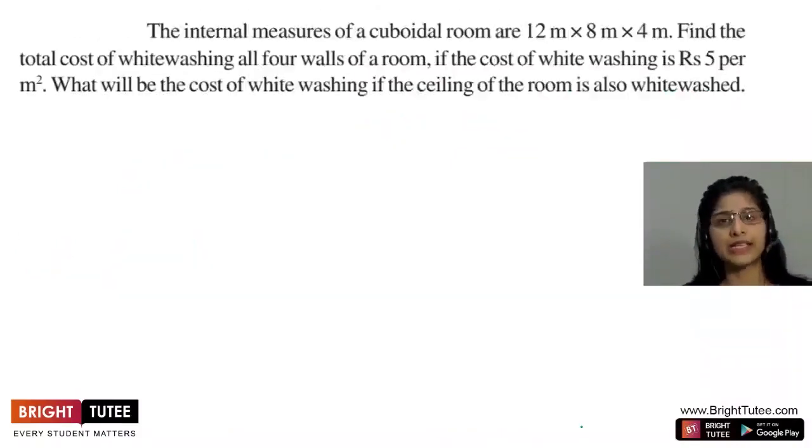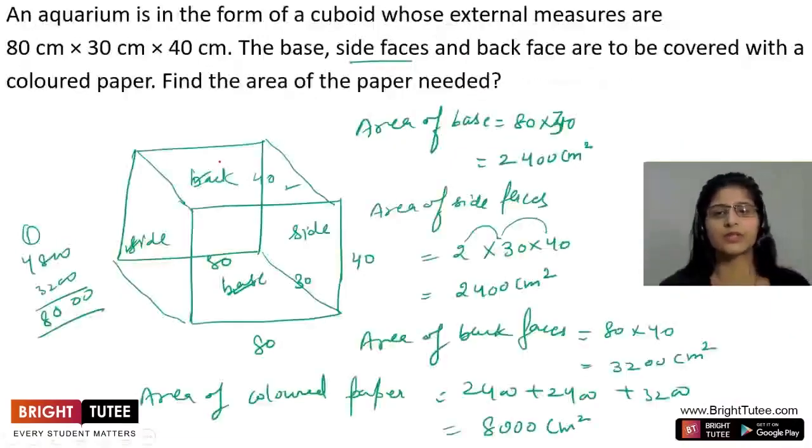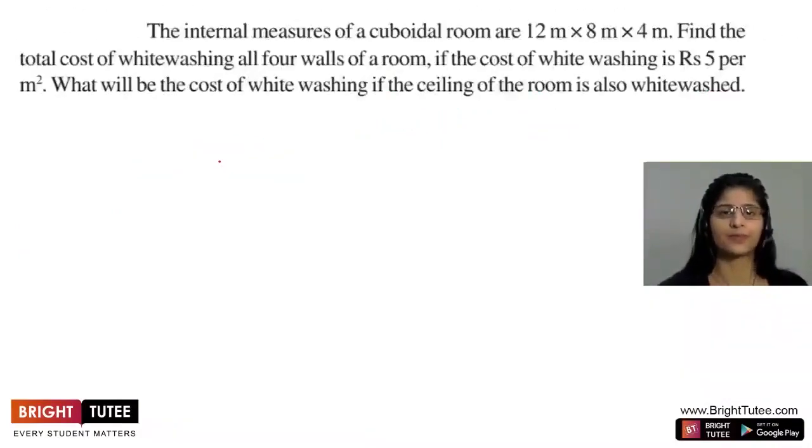Now, here is another question. It says the internal measures of a cuboidal room are 12 meter, 8 meter and 4 meter. We have to find the total cost of whitewashing all the 4 walls of the room, right? Suppose you have to just whitewash the 4 walls. So the area of 4 walls.